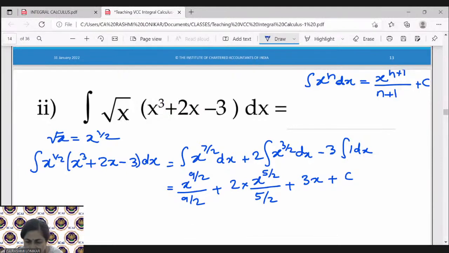So what will I get over here? This is equal to 2 by 9 x raised to 9 by 2 plus 4 by 5. How did the 4 come? Because 5 by 2 when it flips becomes 2 by 5 and 2 into 2 is 4. So this is x raised to 5 by 2 minus 3x plus c.